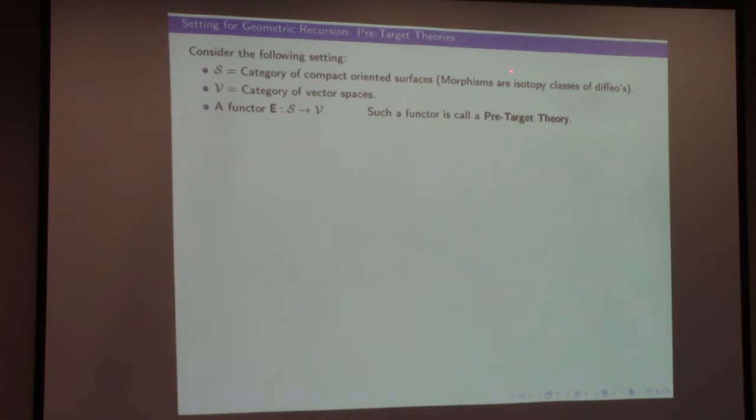Morphisms. And then there is another category, that's the category of vector spaces. And then a pre-target theory is simply a functor from surfaces to vector spaces. So just something that assigns a vector space to every surface.